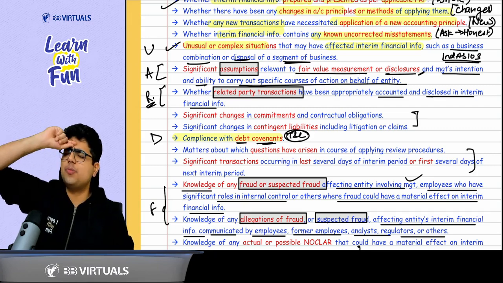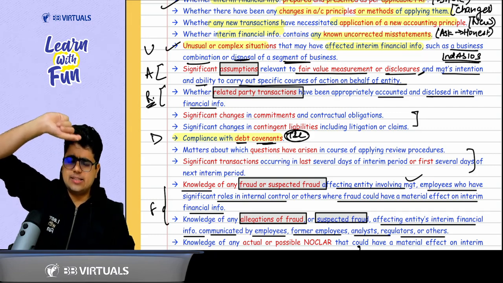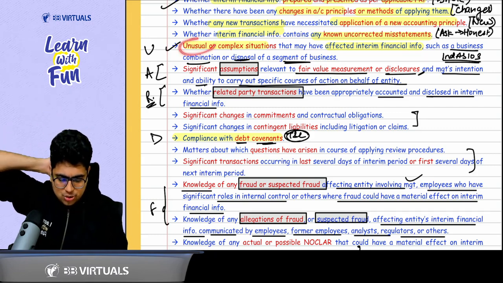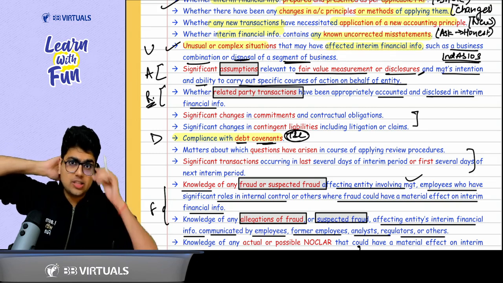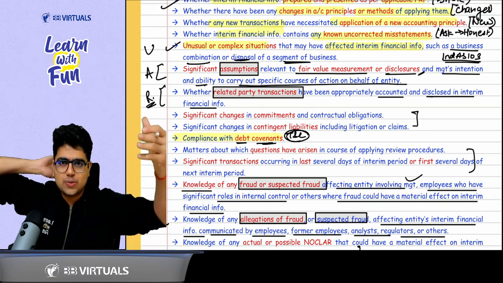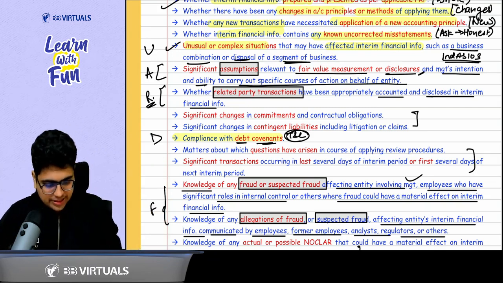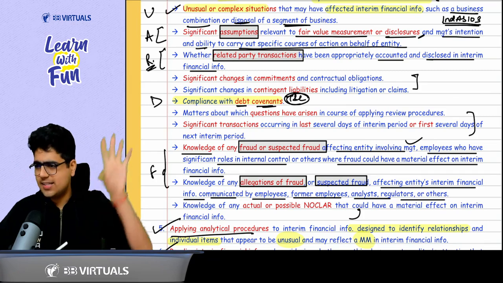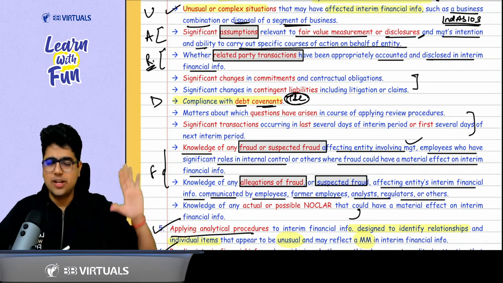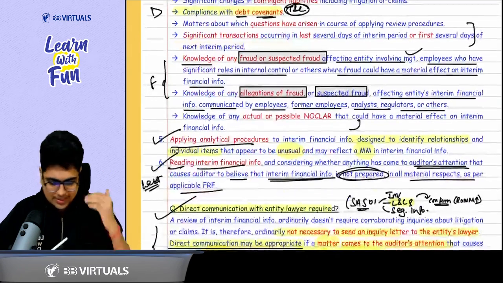And the last 2 points are unusual events or complex events. Unusual or complex situations affecting the interim financial information, like a business combination. This is not usual, this is unusual. And D for debt covenants: compliance with the debt covenants, that means the debt terms and conditions. 5-6 points are more than enough. Clear? Clear, sir. For the other points, just give a read.